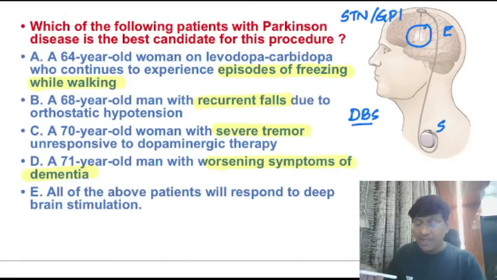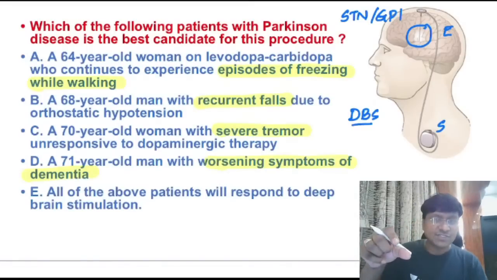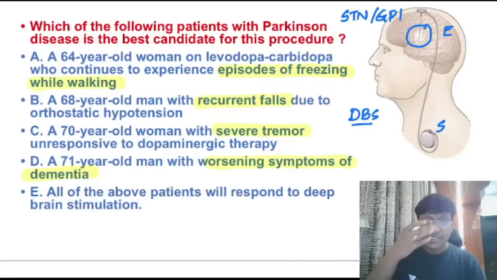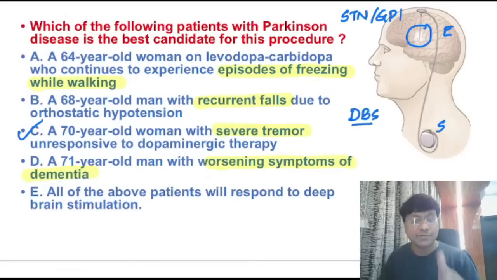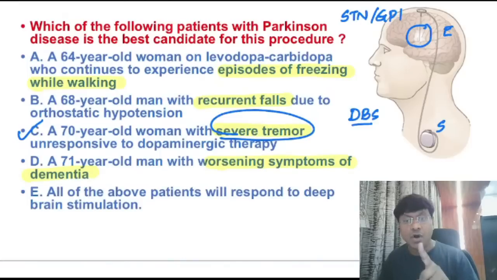Once the deep brain stimulation electrode is placed, then you need to adjust many variables like voltage, frequency, pulse duration, everything should be adjusted. Now, what is the prime indication for deep brain stimulation? The prime indication is severe tremor or levodopa induced motor complications that cannot be controlled with medications. So in this particular scenario, we place the deep brain stimulation.